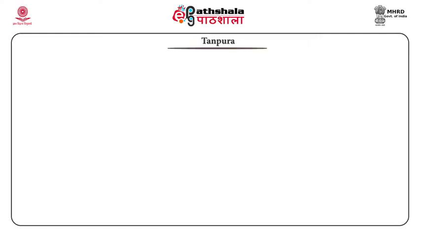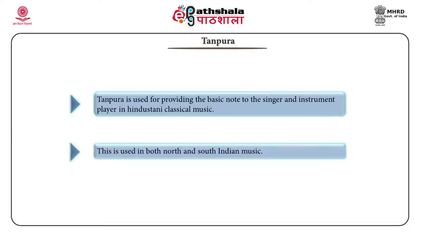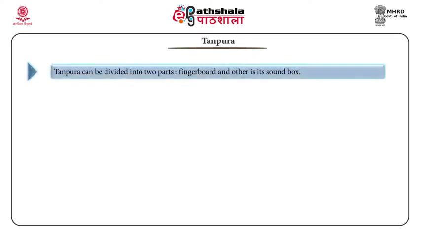Tanpura. Tanpura is used for providing the basic note to the singer and instrument player in Hindustani classical music. This is used in both North and South Indian music. Tanpura can be divided into two parts: fingerboard and the other is its sound box.